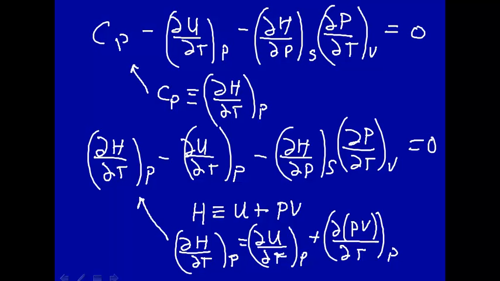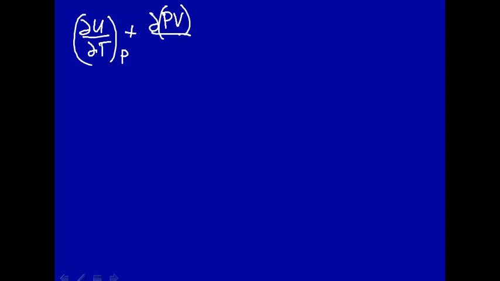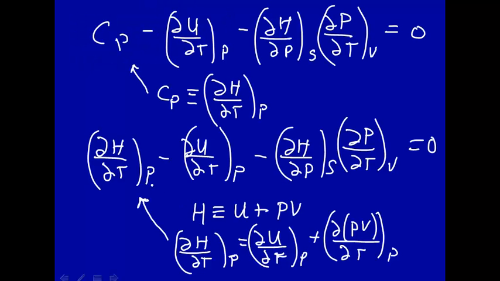Let's now plug that in there. So we'll substitute this term for that, and we end up with how U changes with temperature at constant pressure plus how PV changes with temperature at constant pressure. And then we'll write the rest of that equation. So we substitute in there, and here's the rest of that.